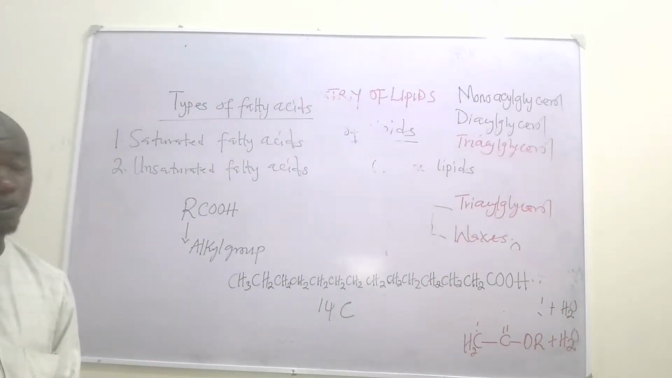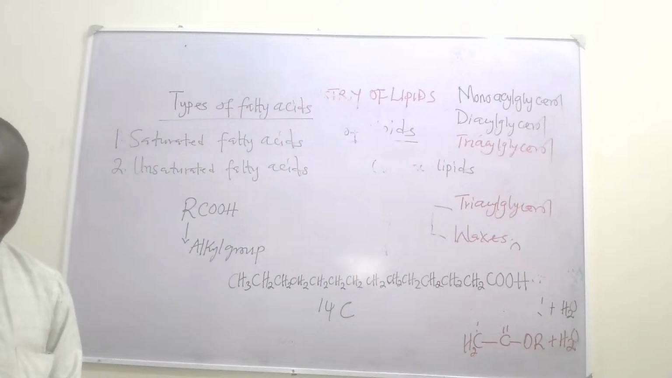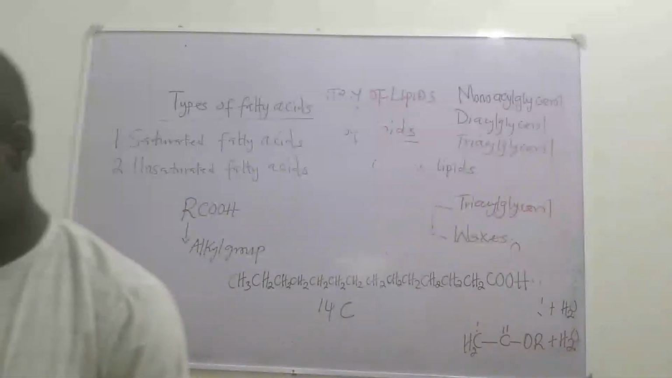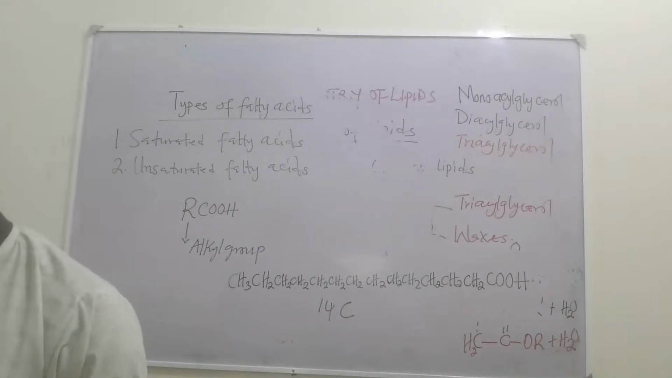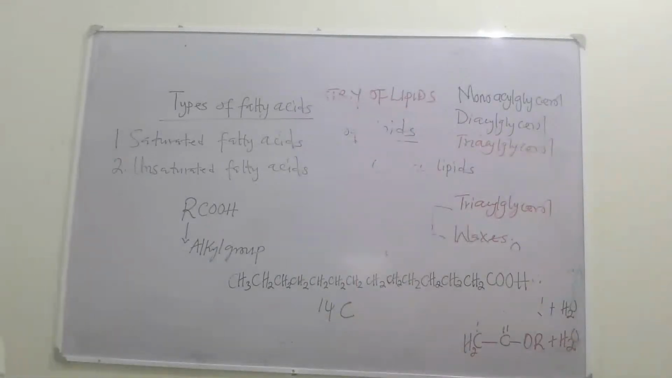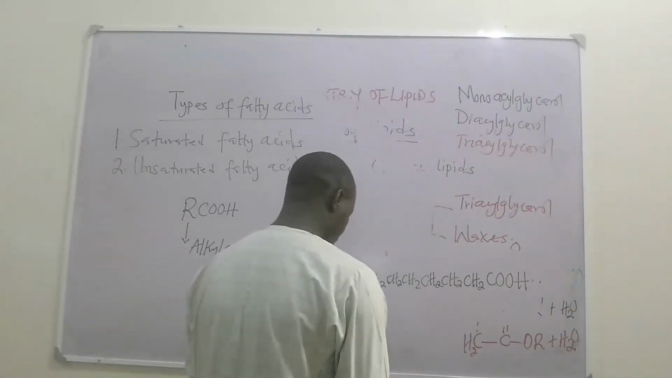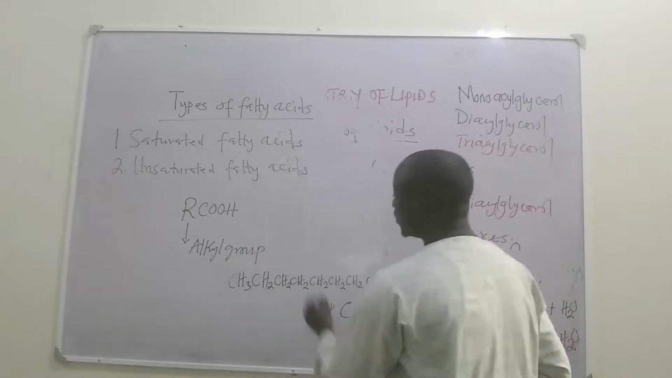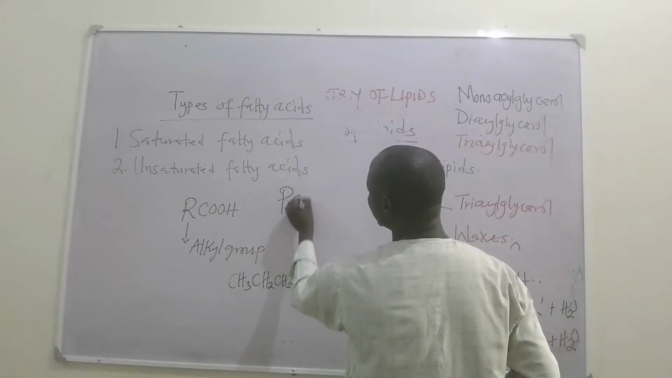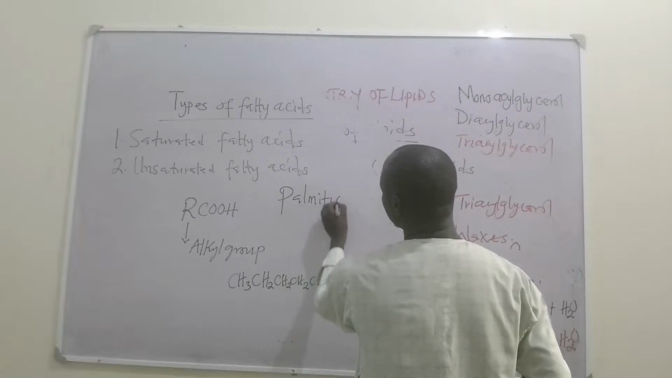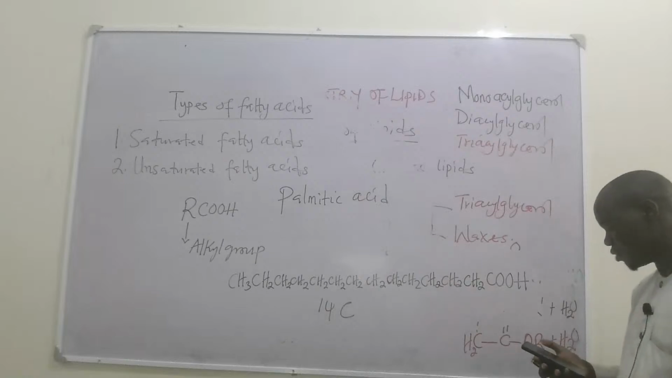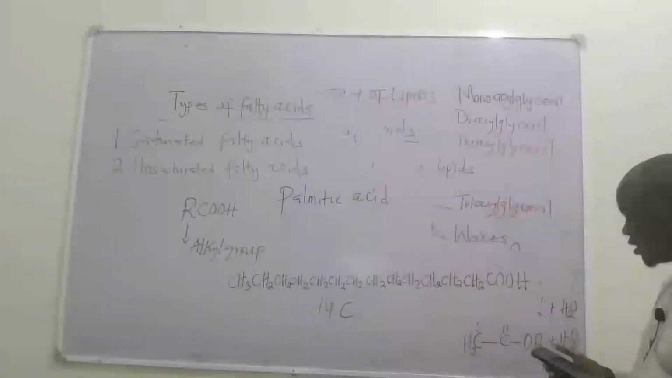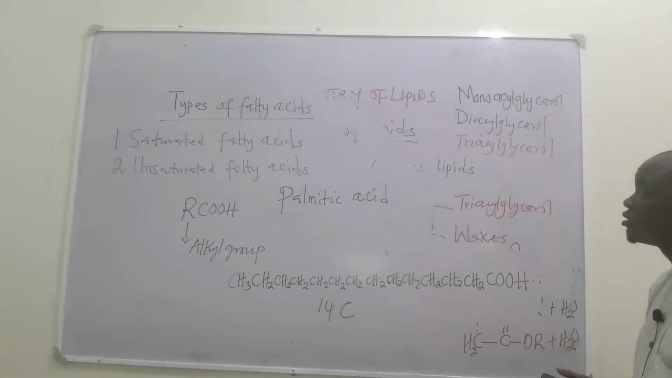So we have different types of fatty acid and we have a way of naming fatty acids. Let us also discuss that. An example of a fatty acid is palmitic acid. Palmitic acid is another example of a fatty acid, and it has 16 carbon.